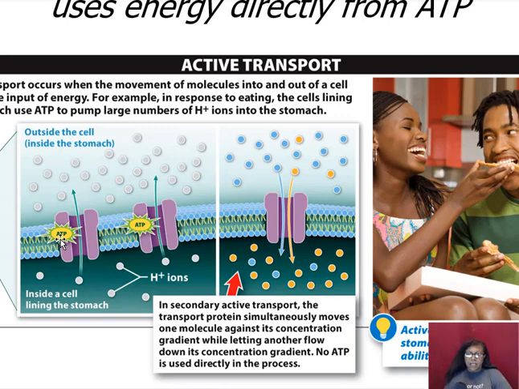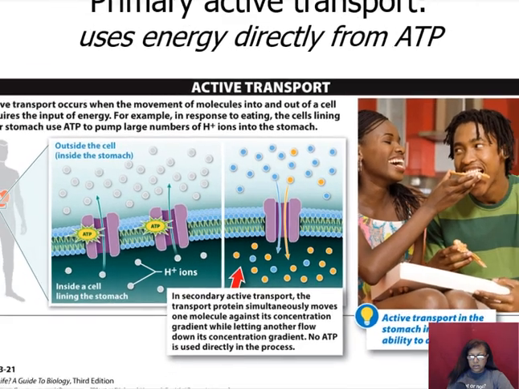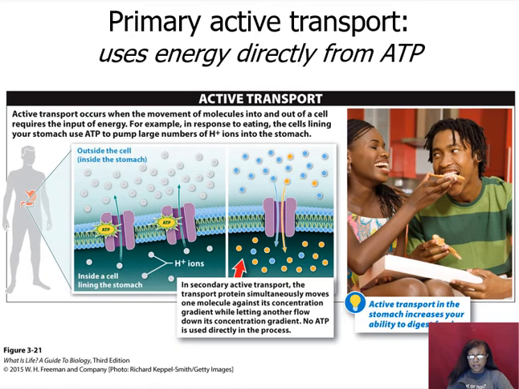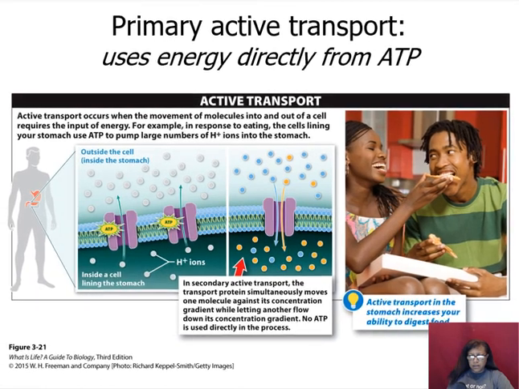It's active transport. It turns out that our bodies actually use active transport to get hydrogen ions into our stomach. That's how you get your stomach acid. So let's shrink down a little bit more so you can see more of the bigger picture here. So active transport occurs when the movement of molecules into and out of a cell requires the input of energy. For example, in response to eating, the cells lining your stomach use ATP to pump large numbers of hydrogen ions into the stomach. Remember, more hydrogen ions, that makes acid.